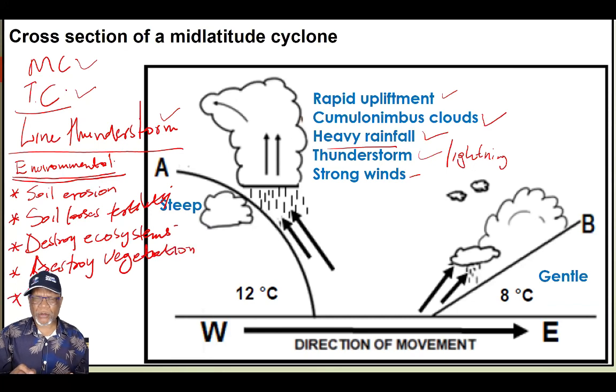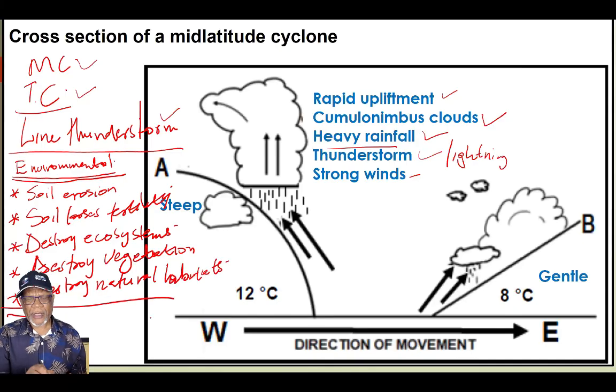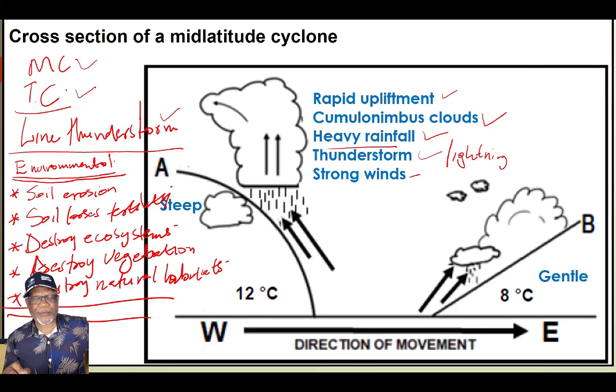This can also disrupt or destroy natural habitats. This can destroy natural habitats. Now, these are 1, 2, 3, 4, 5 factors. These are 5 factors or 5 impacts of mid-latitude cyclone on the natural environment.